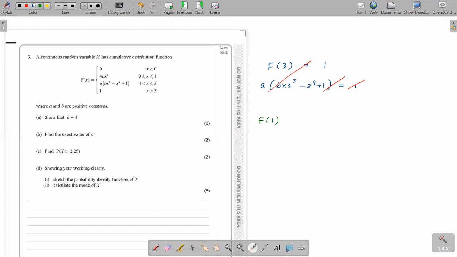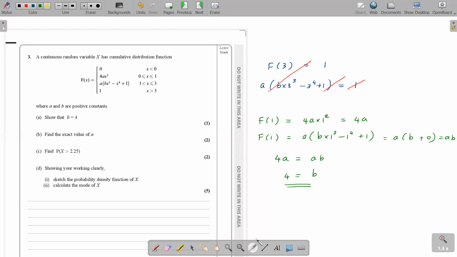Are you with me? From the first function, F(1) I get as 4a into 1², which is 4a. From the other graph, I get F(1) as a times (b into 1³ - 1⁴ + 1). How much is it? b into 1³ is b, minus 1 plus 1 is 0, which means I get ab here. So equate them, since the cumulative probabilities are equal: 4a equals ab, which gives me b equals 4. Can you see? So this is the 1 mark, show that.